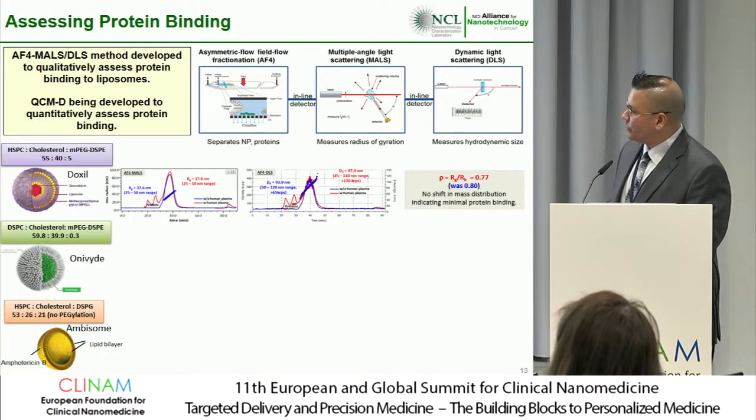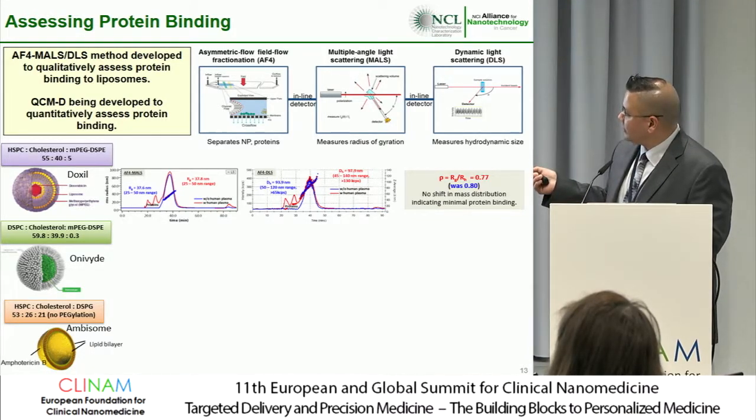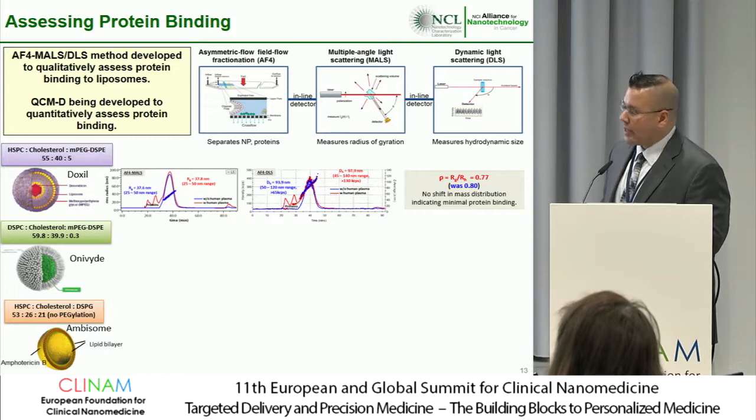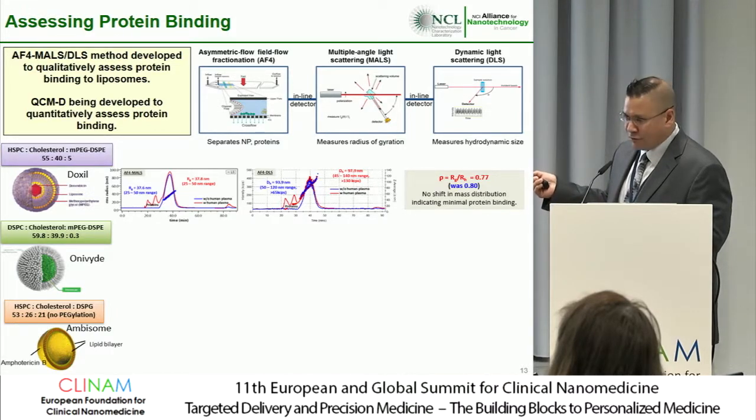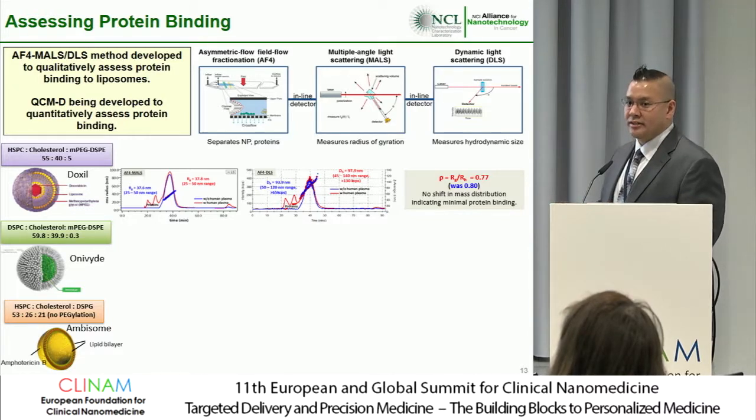And what we're looking for here is a shape factor, or this ratio of Rg over Rh. This basically gives you an indication of mass distribution in the sample. So in the case of before, this ratio is roughly 0.77. After incubation with plasma, 0.8. So not a big difference. So this implies qualitatively there's no protein binding to the surface.